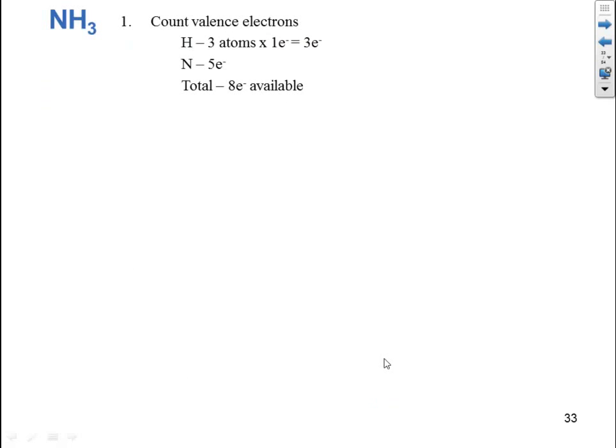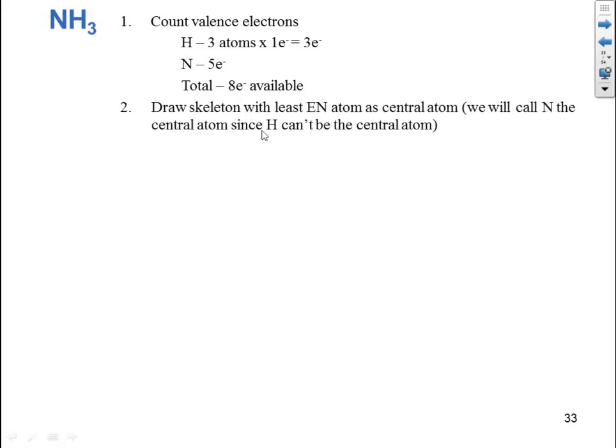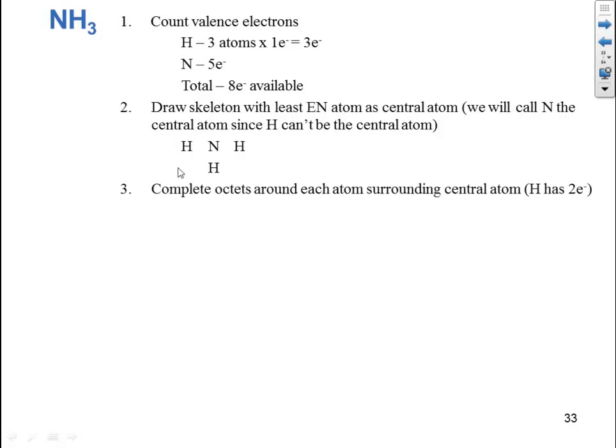NH3. Hydrogen is 1 electron, times 3 is 3. Nitrogen is in group 5, so I have 5, so that's a total of 8 electrons. I've got to draw my skeleton with the least electronegative atom, and hydrogen can't be it, so that obviously means it's going to be nitrogen. I want to go ahead and complete my duets around my hydrogens.